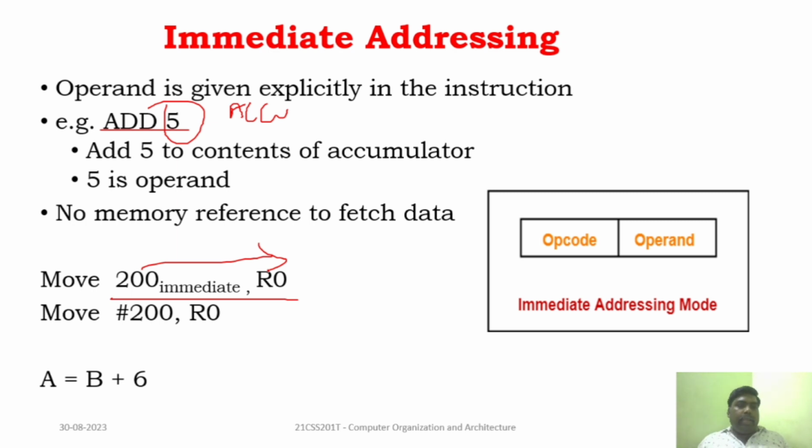Right, and so this instruction, you know, is represented by using this particular sign, that is the sharp sign. Even though we call it the hash sign, it can be called a sharp sign. Right. So immediate addressing, this is the immediate address. Okay. So to represent immediate addressing, we use the sharp sign. Okay. And a very good example here, I'll give you an example here.